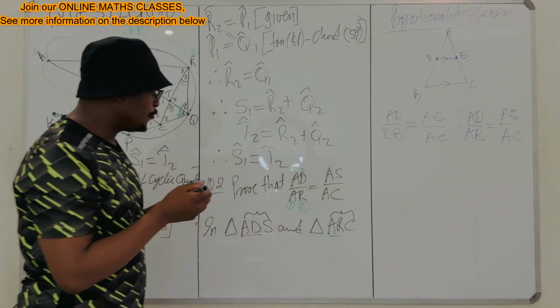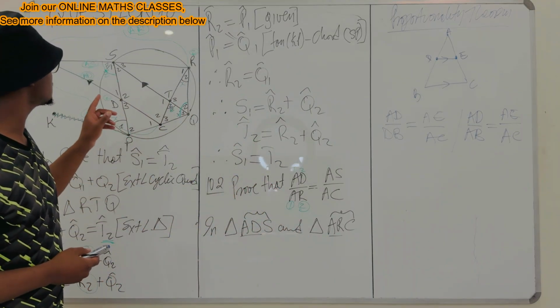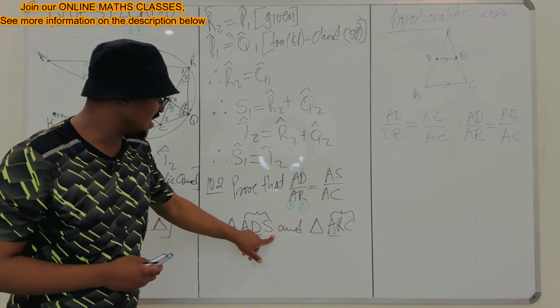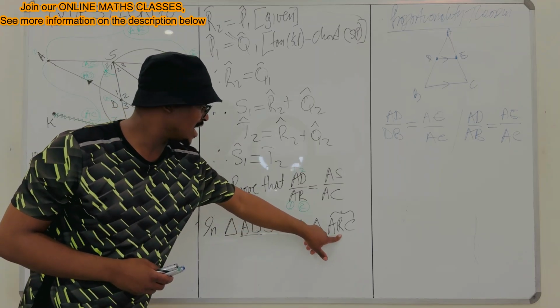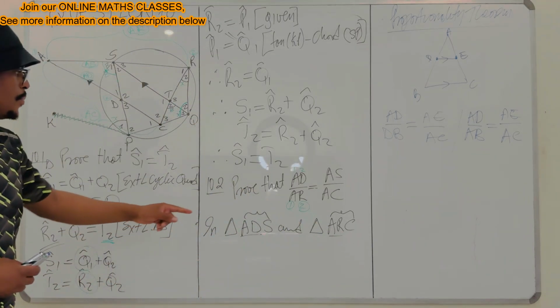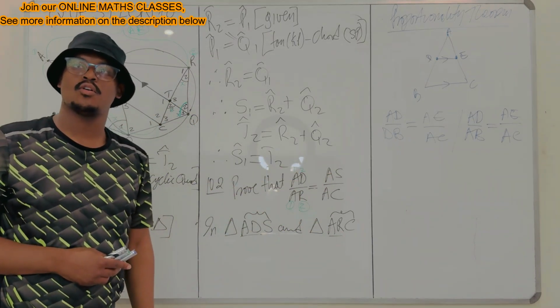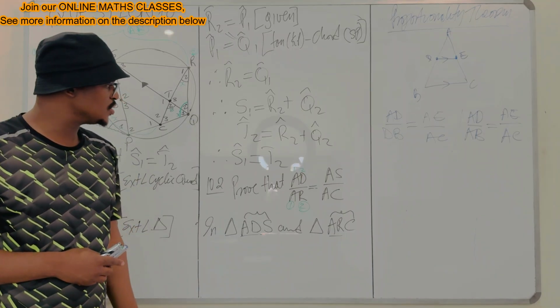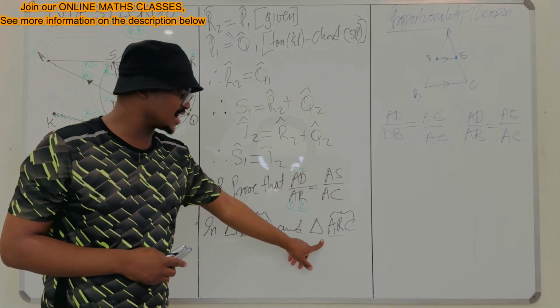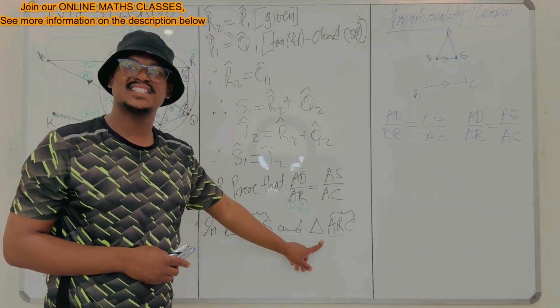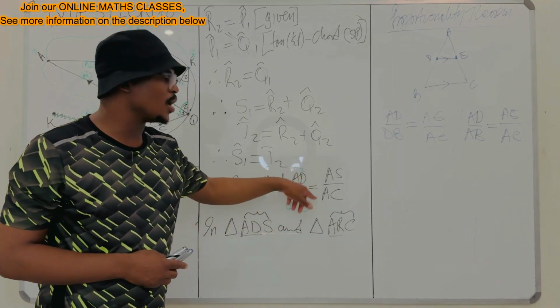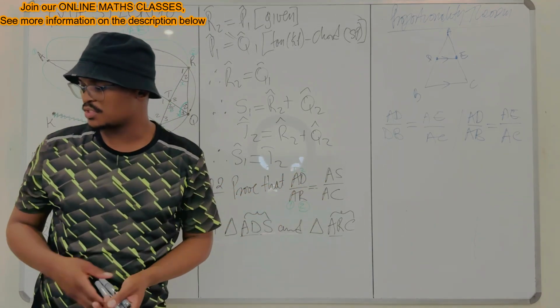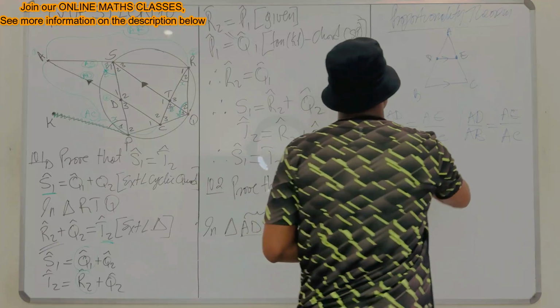So if we can prove that these two triangles, triangle ADS and triangle ARC, are similar, then we'll be able to express this ratio. So I think what you need to do is prove that this triangle and this triangle are similar. Once you prove that they are similar, then we'll be able to apply this ratio. So that's what we should try to do, it seems.